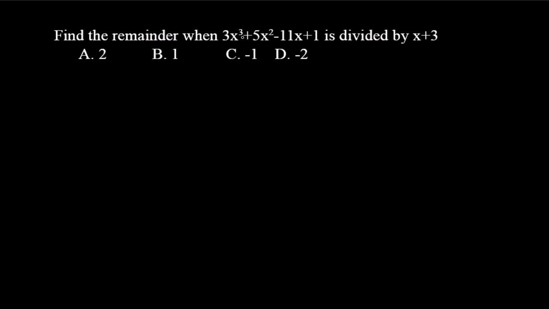Find the remainder when 3x to the power 3 plus 5x squared negative 11x plus 1 is divided by x plus 3. And the options you're given are A, 2, B, 1, C, negative 1, and D, negative 2. So you want to find the remainder when a polynomial is divided by another polynomial here.